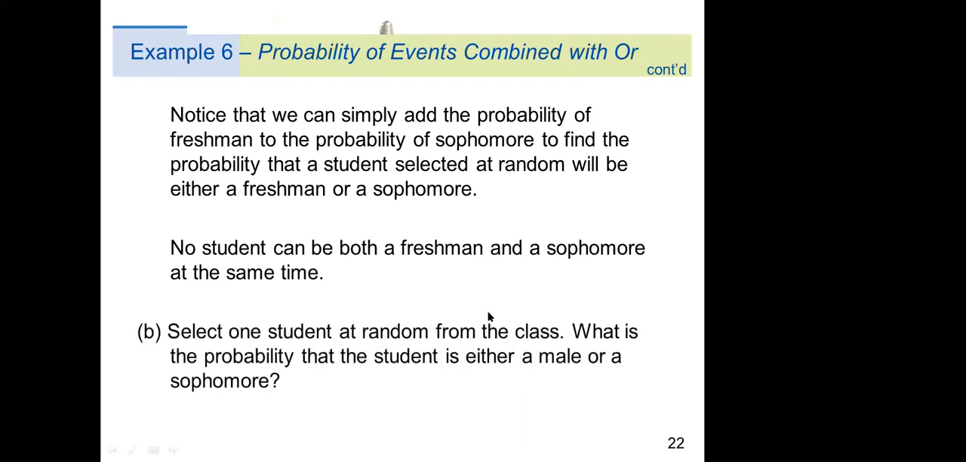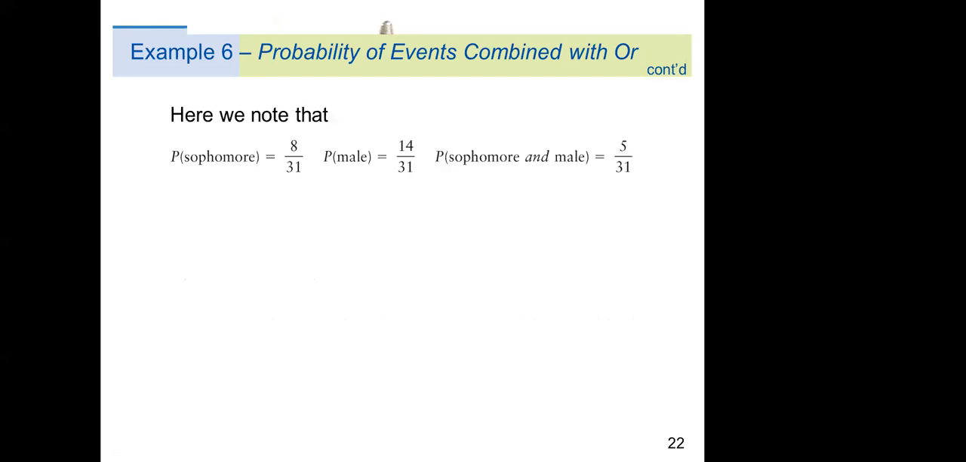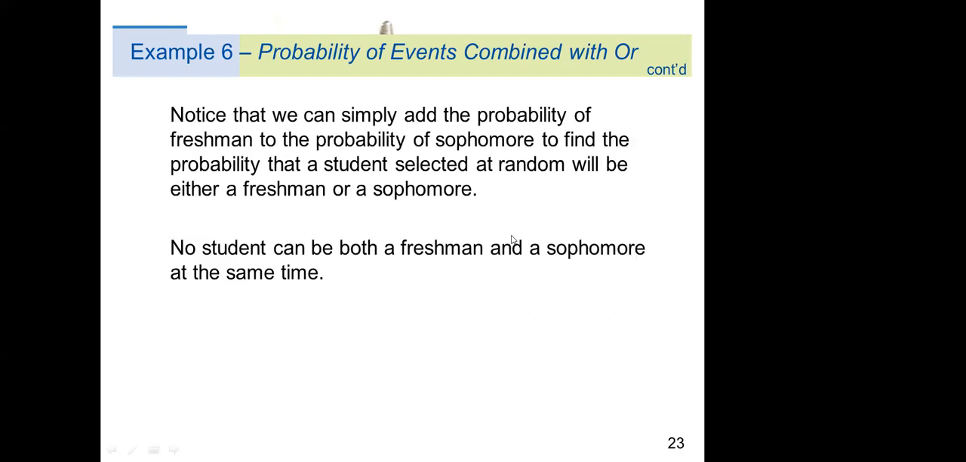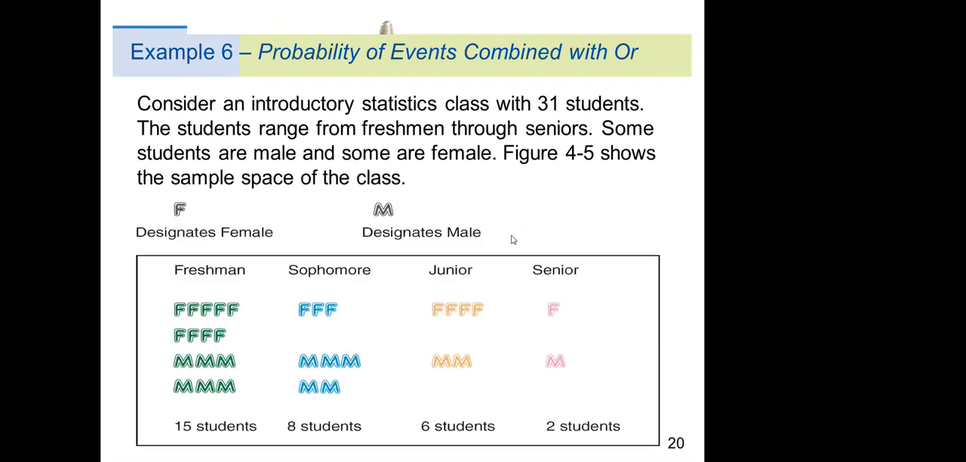All right. Second problem, letter B says, now, same thing. Select one student at random. What's the probability that the student is either a male or a sophomore? Well, how many sophomores do you have? 8 out of a total of 31. How many males do you have? 14 out of 31. But the deal is, if I go back here, five of your sophomores are males.